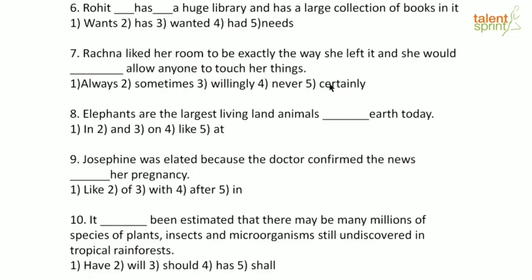So we know that we need a negative word, and where is that coming from? It says she would dash allow anyone to touch her things. So if somebody likes their room to be just the way they've left it, obviously we're looking at a negative word. From the options, the only negative option is option 4, never. All the other words, always, sometimes, willing, certainly, are positive words, right? So looking at the context again, we know that our option is 4, never. Rachna liked her room to be exactly the way she left it, and she would never allow anyone to touch her things. Let's go ahead and fill that blank.